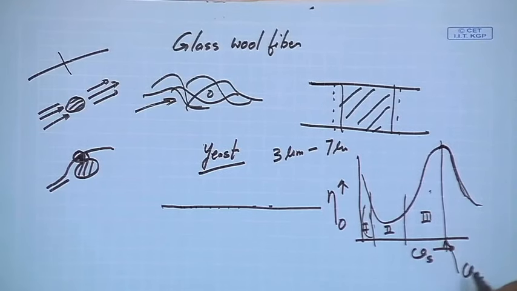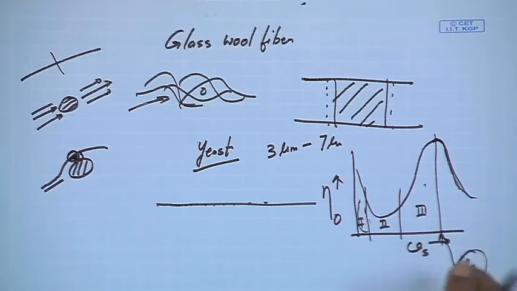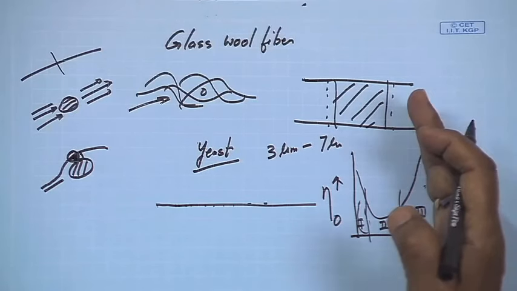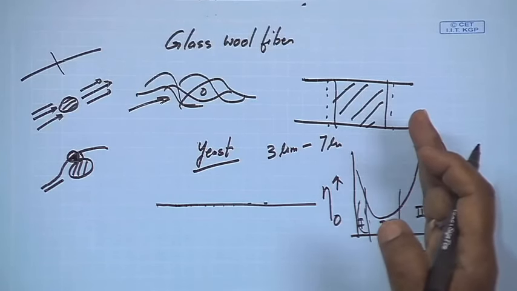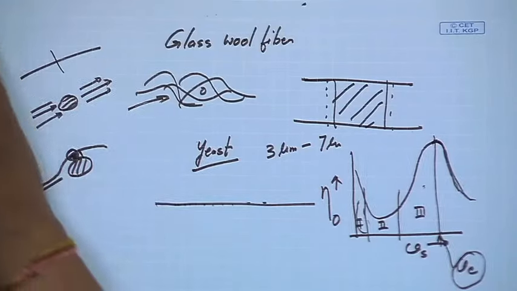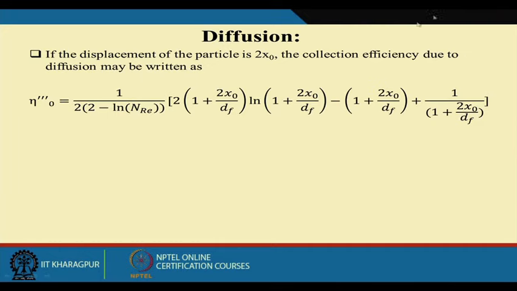When you design, under no circumstances should the air velocity be more than this. The air velocity should always be less than that. This is very much essential for designing. Now, the overall collection efficiency due to diffusion is expressed like this.